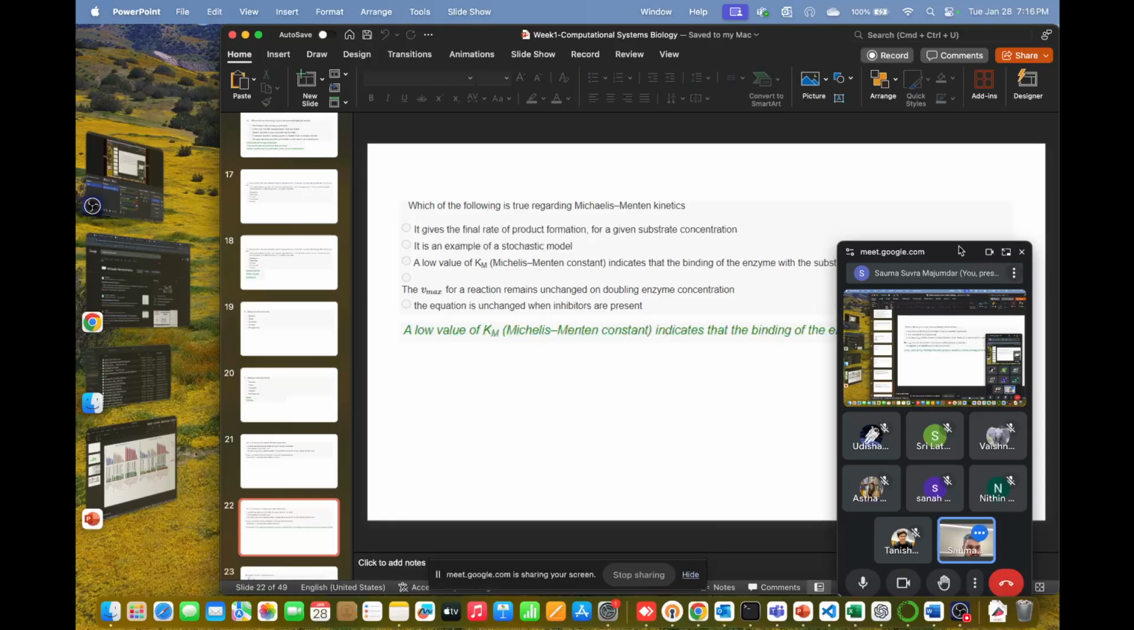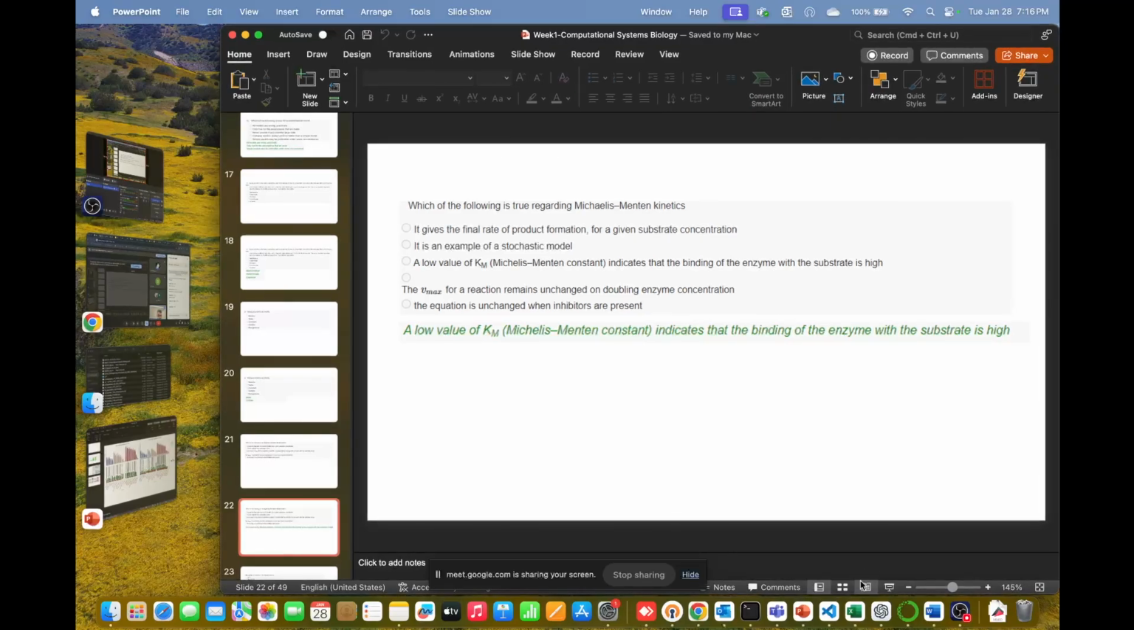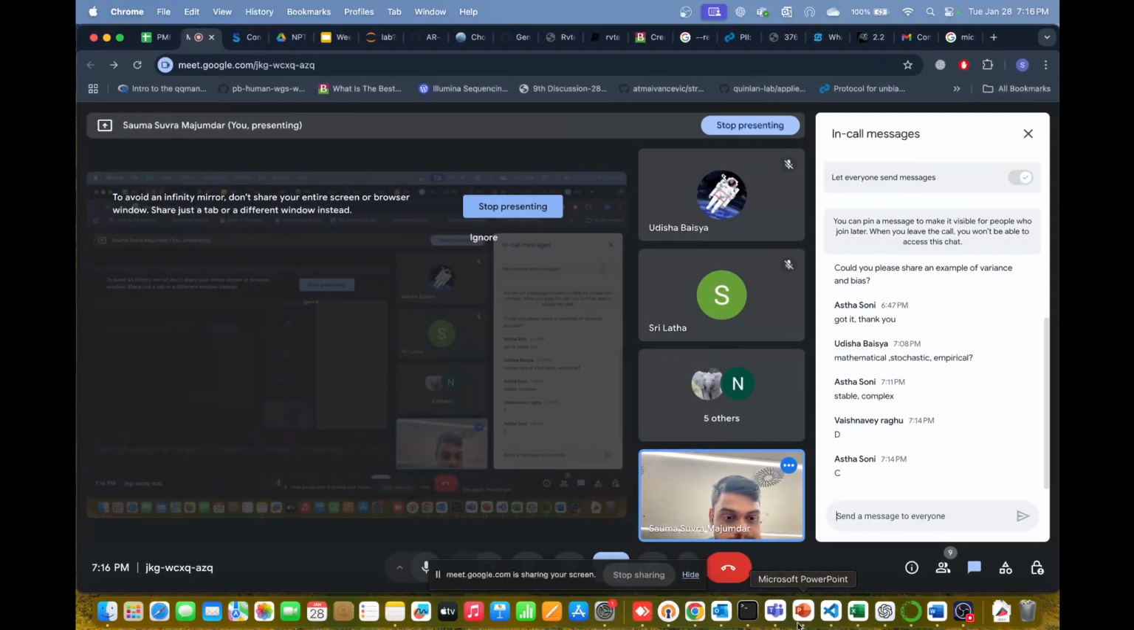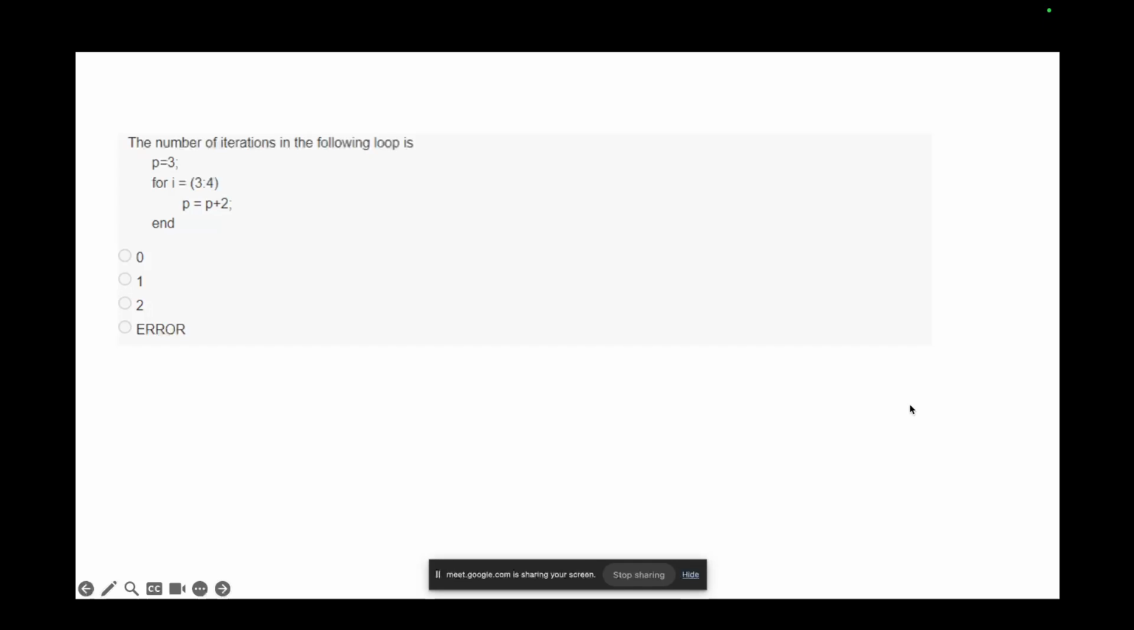In this case, if your Km value is low, your velocity will increase, which basically indicates that your enzyme and substrate are binding at a very high rate. Okay, let's move on to the next one.